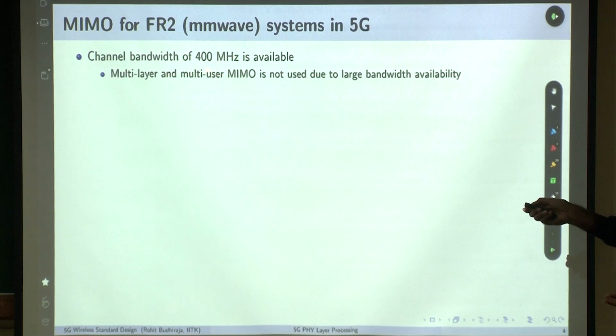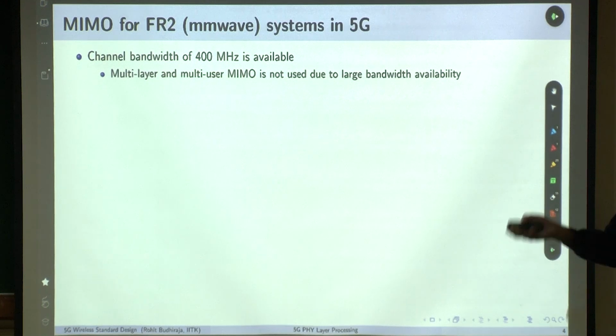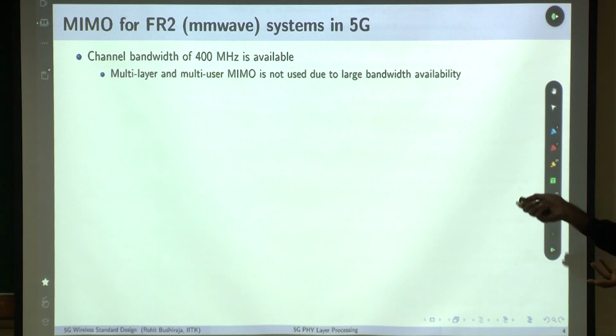Now, all this has typically been done because of the bandwidth constraint. I am repeatedly saying that. When the bandwidth becomes large, the intention is to provide higher data rate, which can be done without all this multi-layer, multi-user MIMO, and you will see that that is how the FR2 systems are designed.